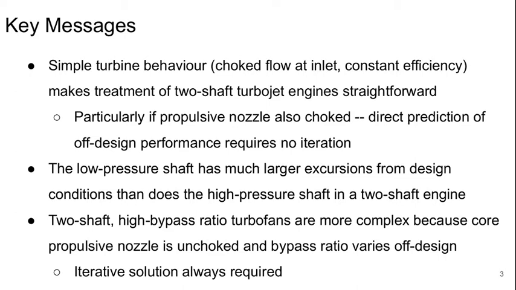The low pressure shaft has much larger excursions from design conditions in terms of mass flow variations than does the high pressure shaft in a two-shaft engine. And two-shaft high bypass ratio turbofans are a lot more complicated to model off design because the core propulsive nozzle is unchoked and the bypass ratio varies off design. For this type of engine, an iterative solution is always required.